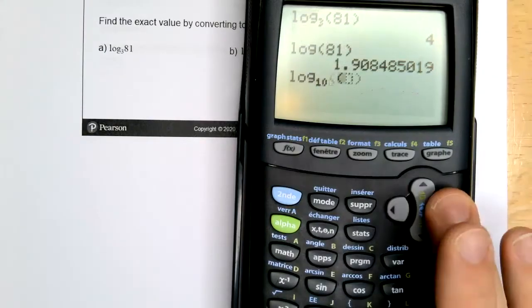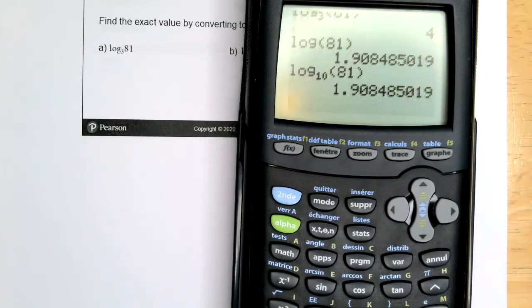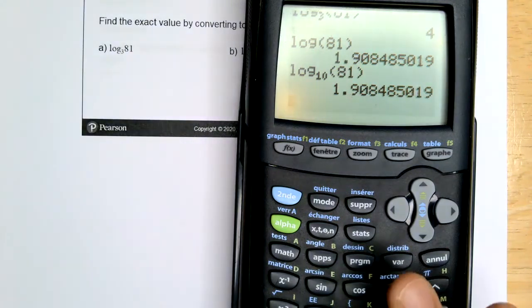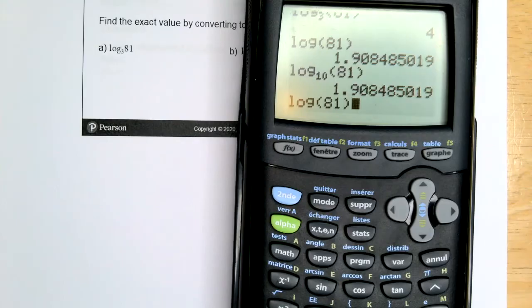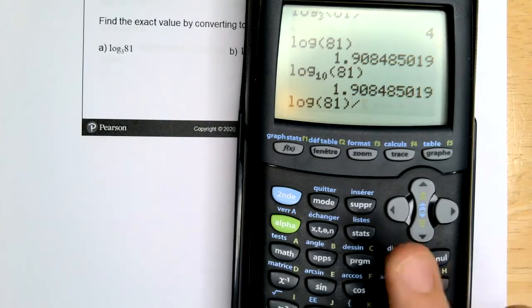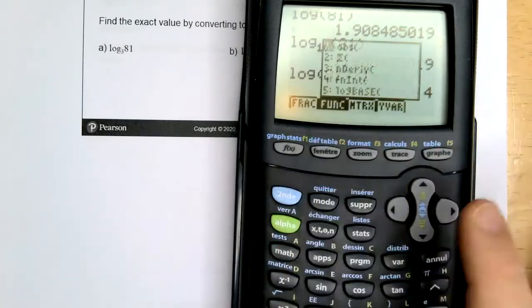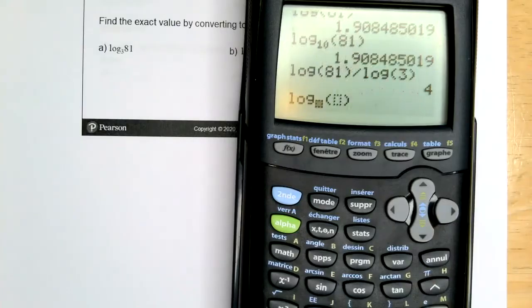Log base 10 of 81 will include that. That's just a given 10, because the base 10 is the common log. But the change of base method allows us to use log base 10 to determine what log base 3 of 81 is. What you do is you take the log of 81 and then you divide it by the log of 3. And that gives you 4, which is the same as log base 3 of 81.